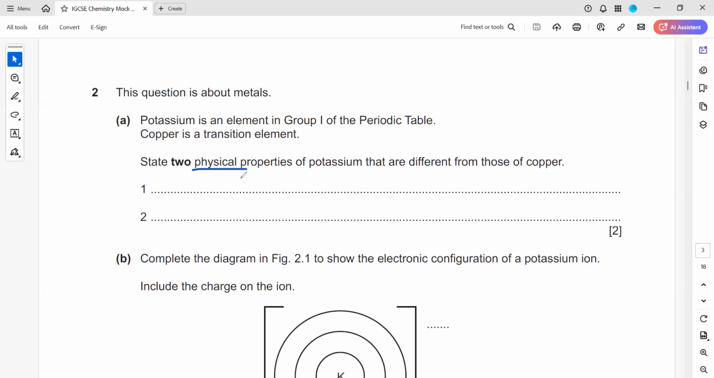This is the paper 4, mock set 1. Basically, the first exam. Yeah.